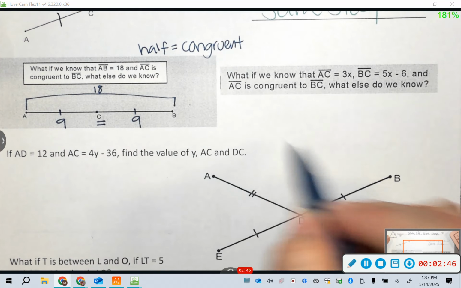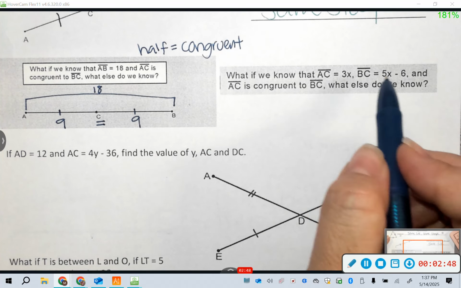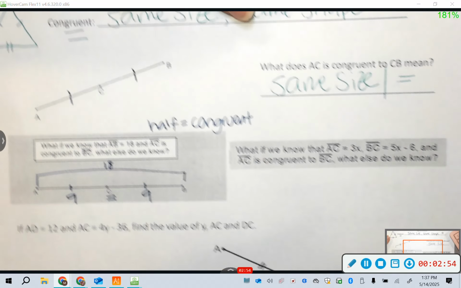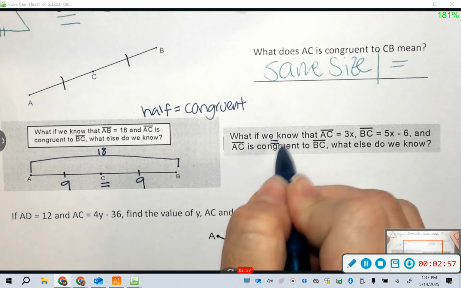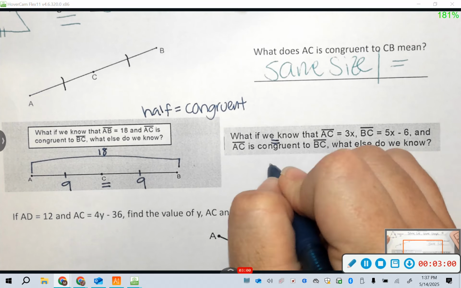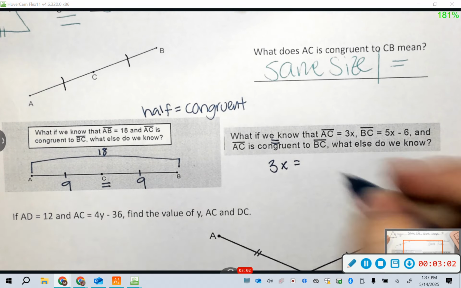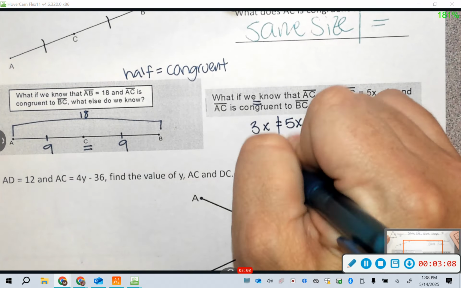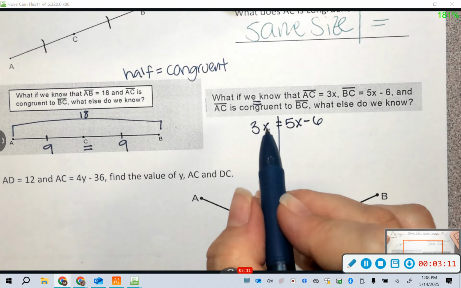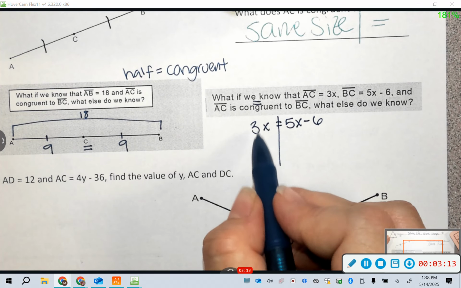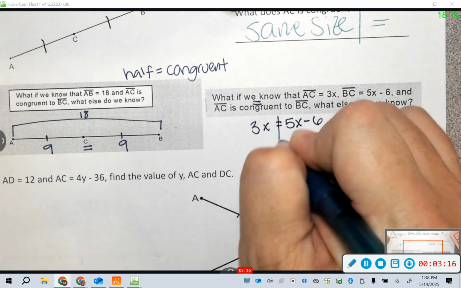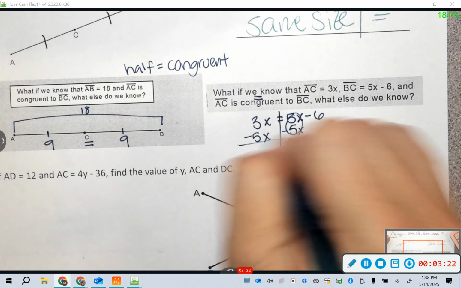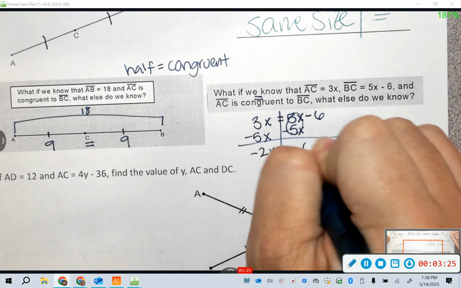Now, over here says, what if we know AC is 3x, BC is 5x minus 6, and AC is congruent to BC? Well, I told you, anytime we see the word congruent, we're going to put an equal sign. So AC equals BC. Well, what does AC equal? 3x. Equals, what's BC equal? 5x minus 6. So can we solve now for x? Yes. So I need all the x's on one side, all the numbers without x on the other. So I'm not going to move the 3 because it's already by itself. We're going to move the 5. So minus 5x, minus 5x. And we get negative 2x equals negative 6.